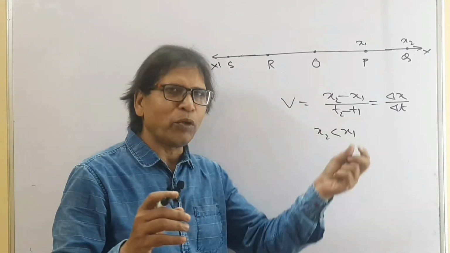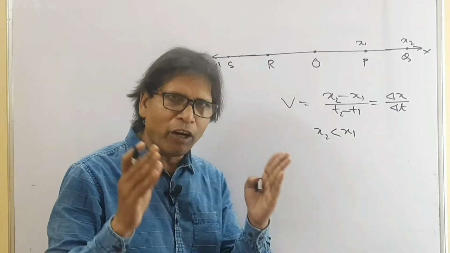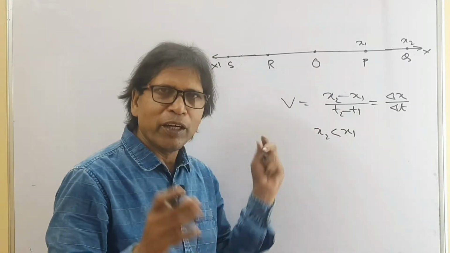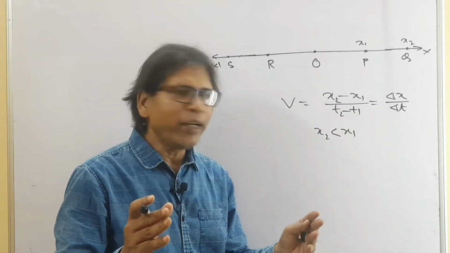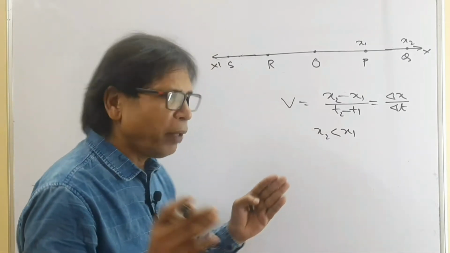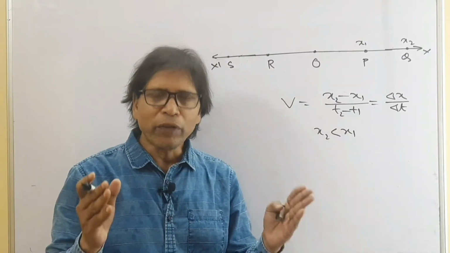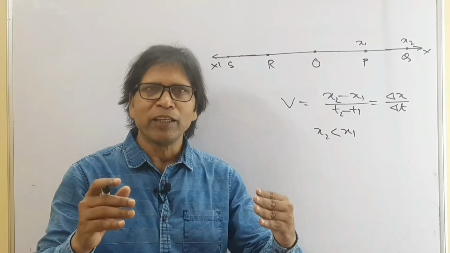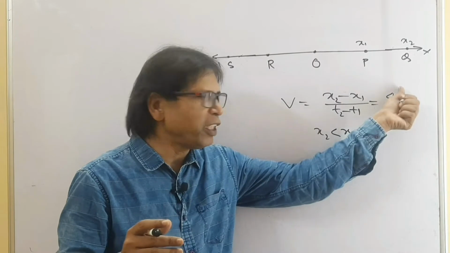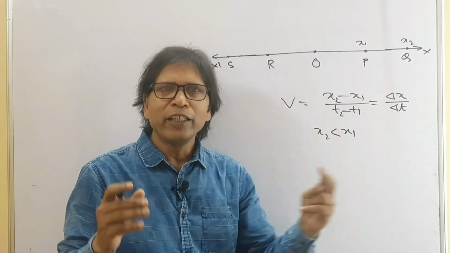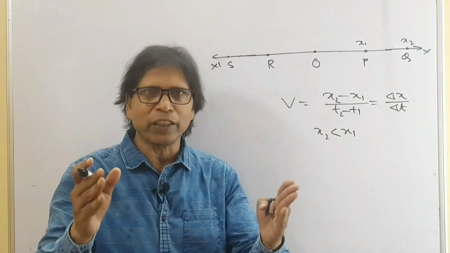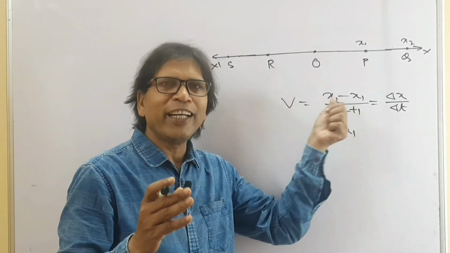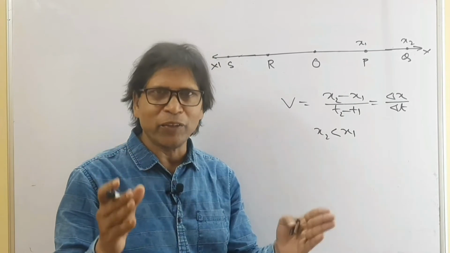For one dimensional motion, the vector sign is not required; velocity is either positive or negative. Now, the difference between velocity and speed. Speed means distance by time, whereas velocity is the displacement by time. Speed is always positive, but velocity may be positive, negative or 0.